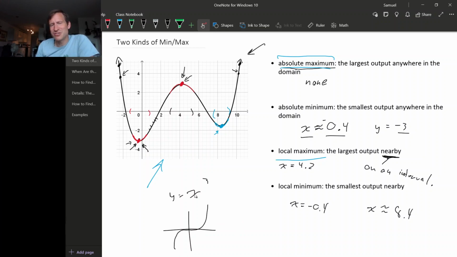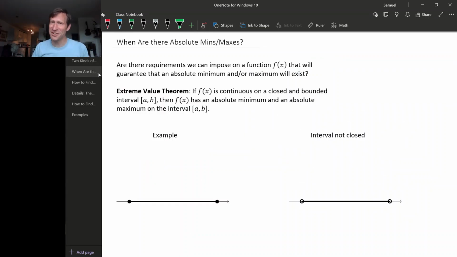So maybe what we should do is try to add some conditions or some hypotheses about our functions that will force them to have an absolute maximum and absolute minimum. Well, there's a handy theorem about continuous functions that tells us that a function will have an absolute minimum and maximum. This theorem is actually kind of difficult to prove, so I'm not going to prove it, but you'll have to take my word for it. It's called the extreme value theorem. The extreme value theorem says that if you have a continuous function on a closed and bounded interval, then it has an absolute minimum and maximum somewhere on the interval.